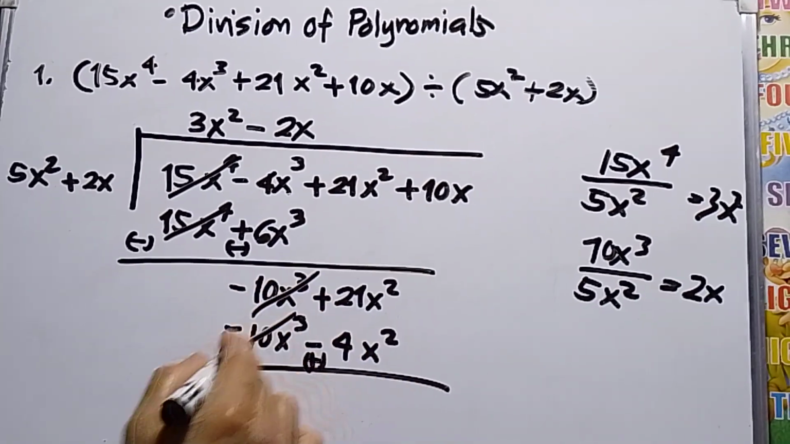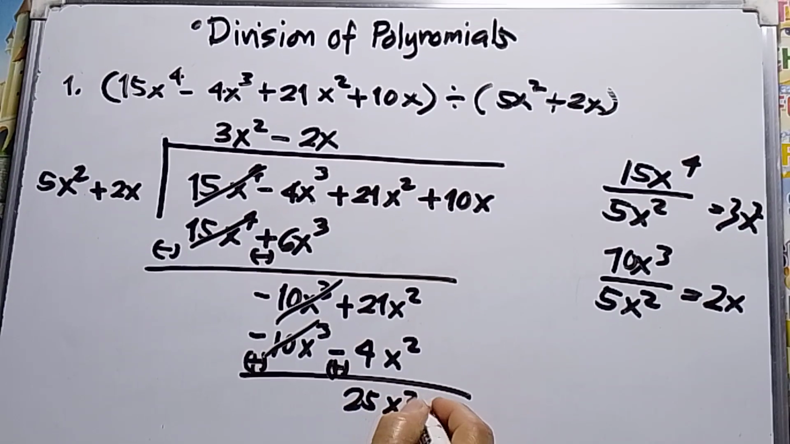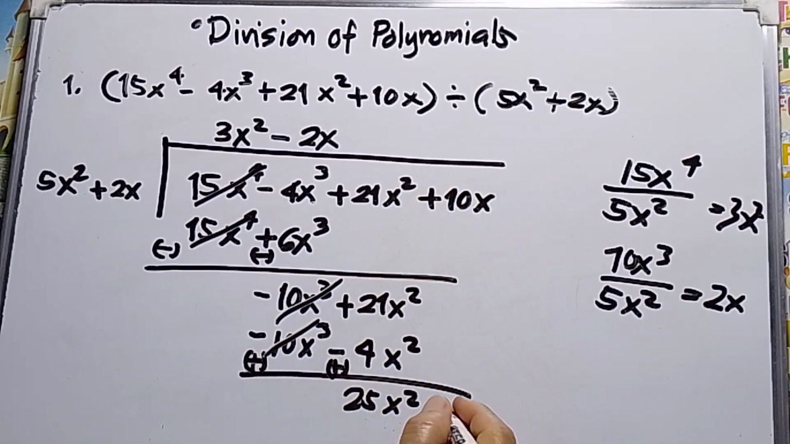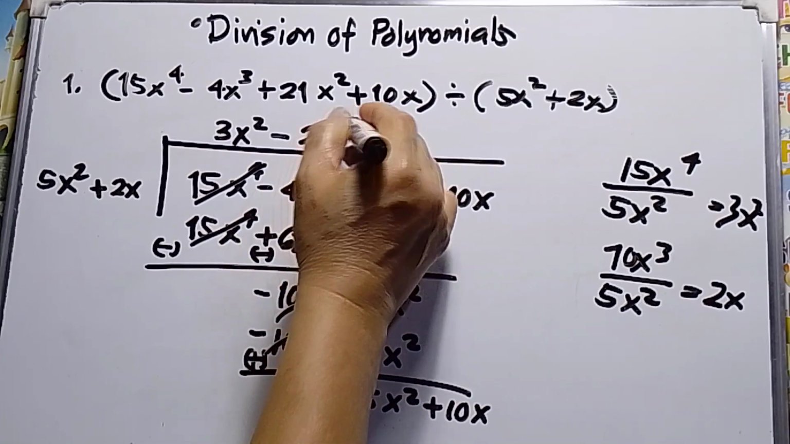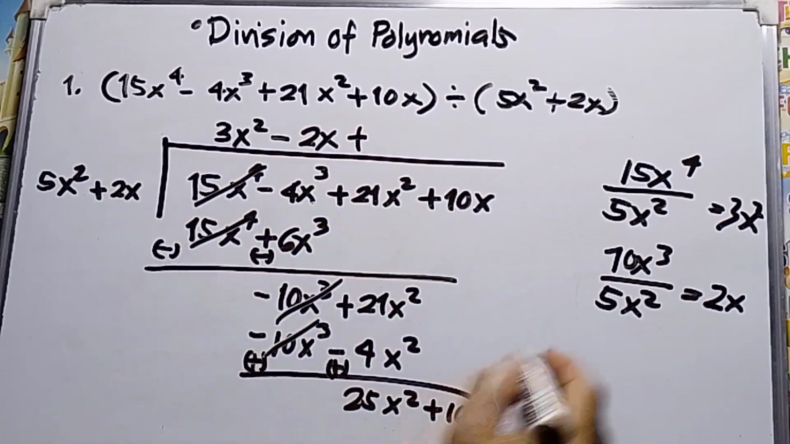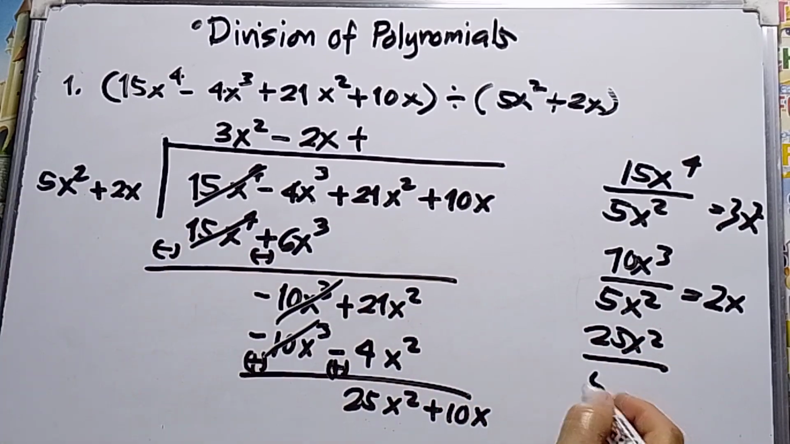So this will be crossed out. Positive, positive. So this will be 25x squared. Then bring down plus 10x. Okay, so since the first term of the new dividend is positive, the quotient should be positive in here. So again, 25x squared divided by 5x squared.